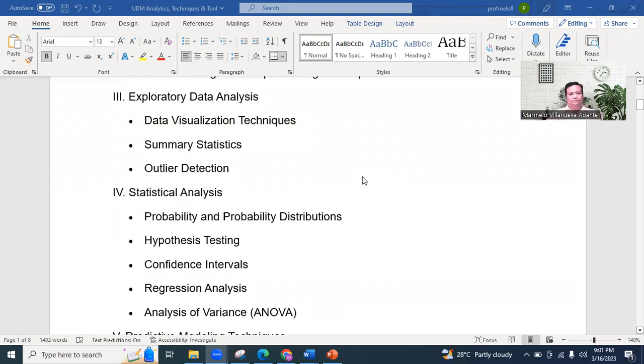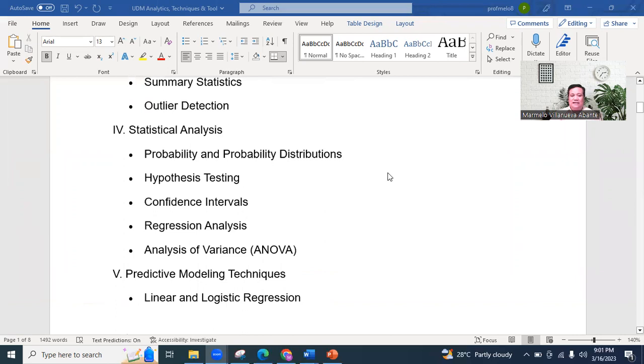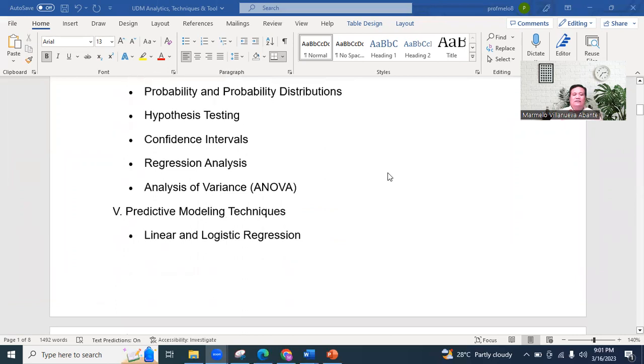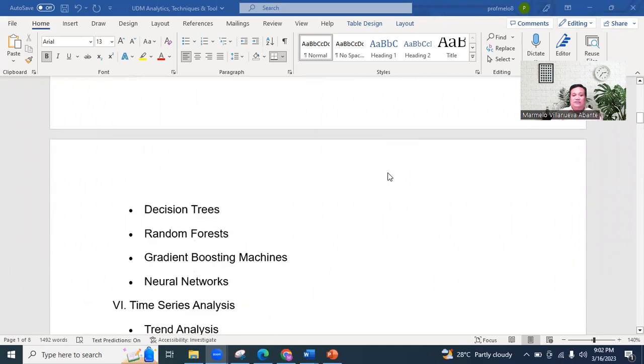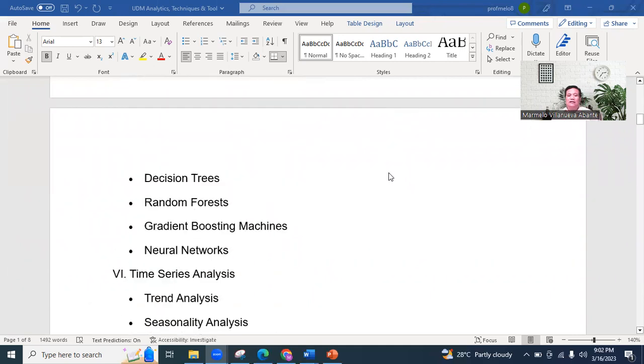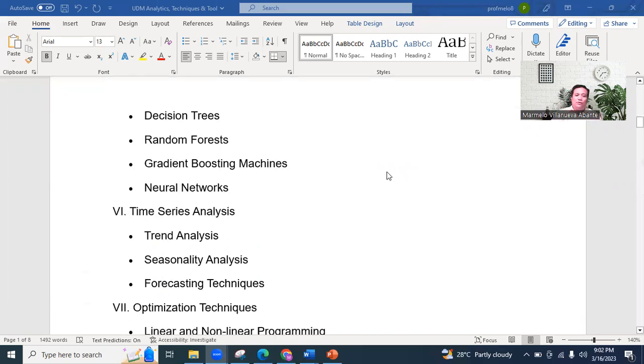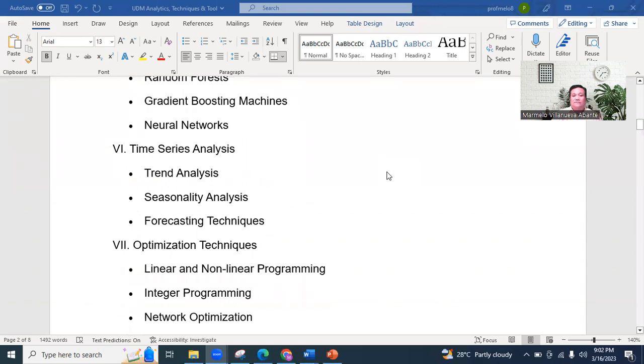Module number 4, focus on statistical analysis. Subtopics: probability and probability distribution, hypothesis testing, confidence intervals, regression analysis, analysis of variance, or ANOVA. Then lesson number 5, that is predictive modeling techniques, cover linear and logistic regression, decision trees, random forests, gradient boosting machines, and neural networks. For module number 6, focus on time series analysis, which covered trend analysis, seasonality analysis, forecasting techniques.